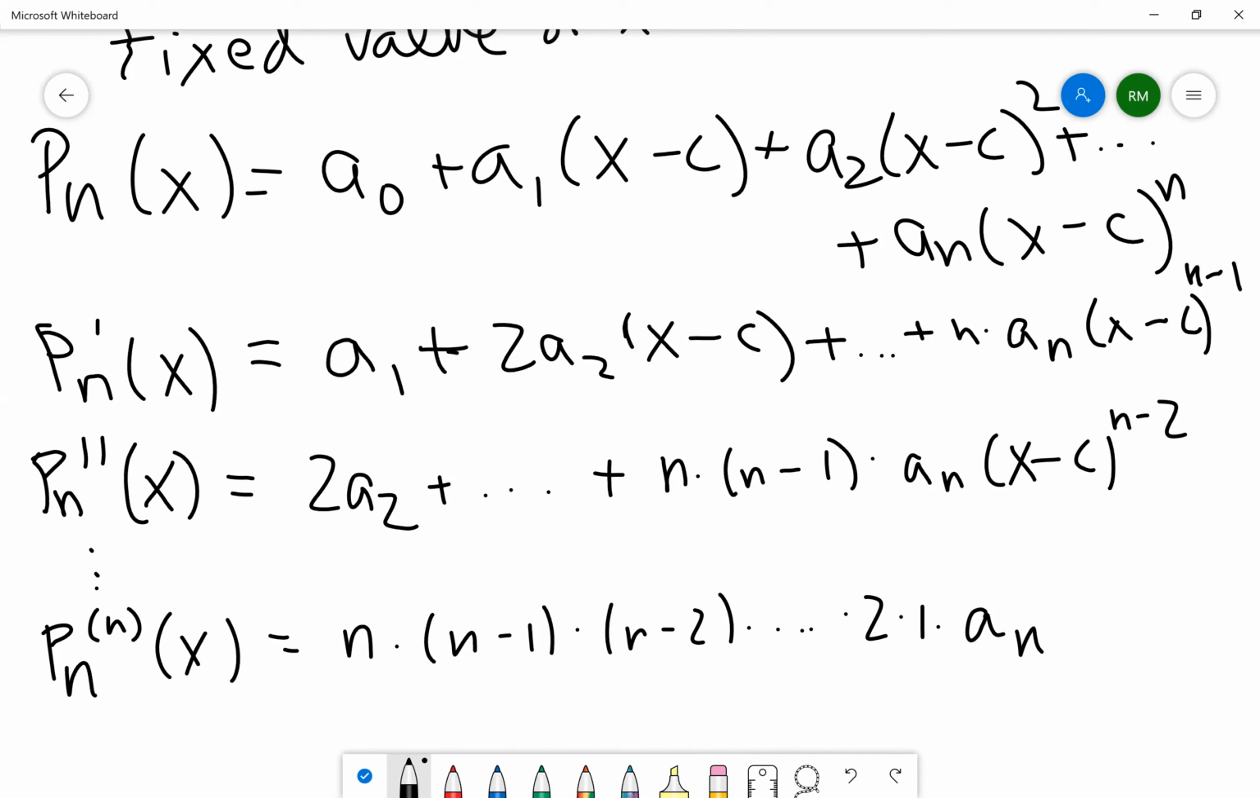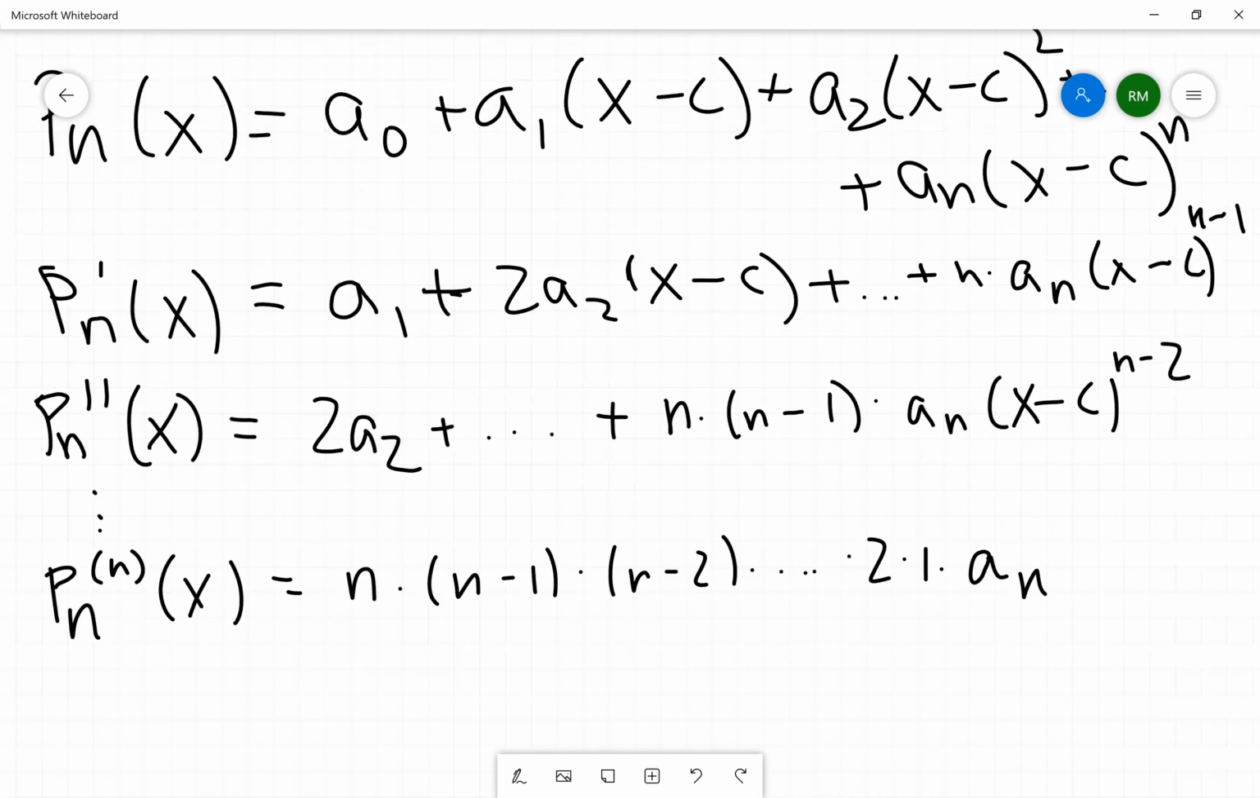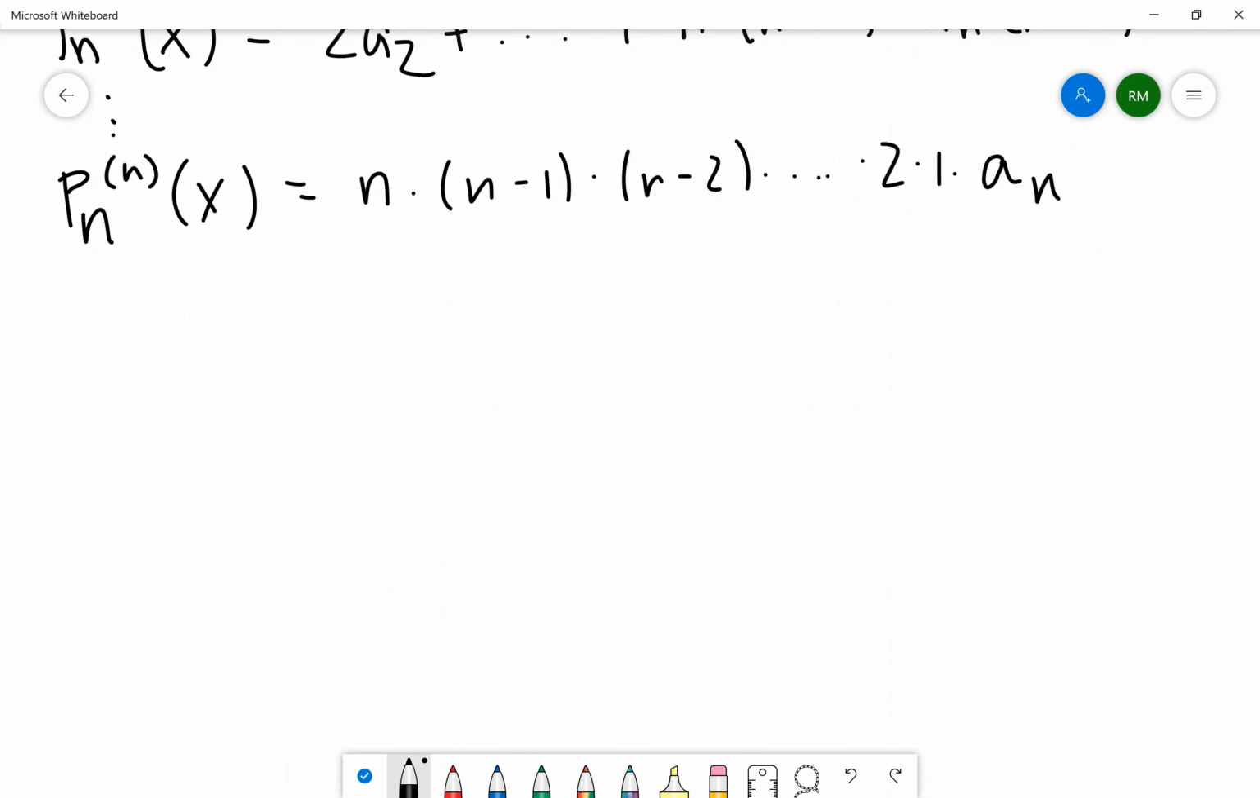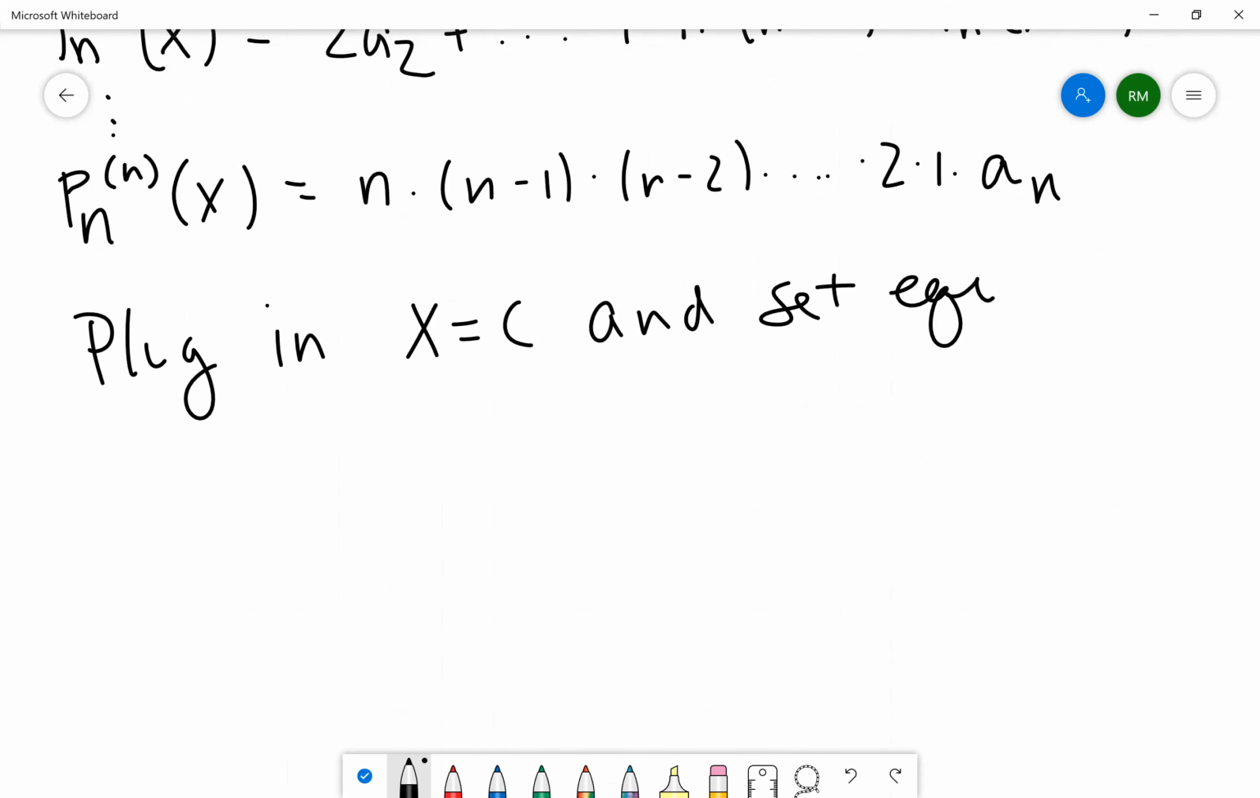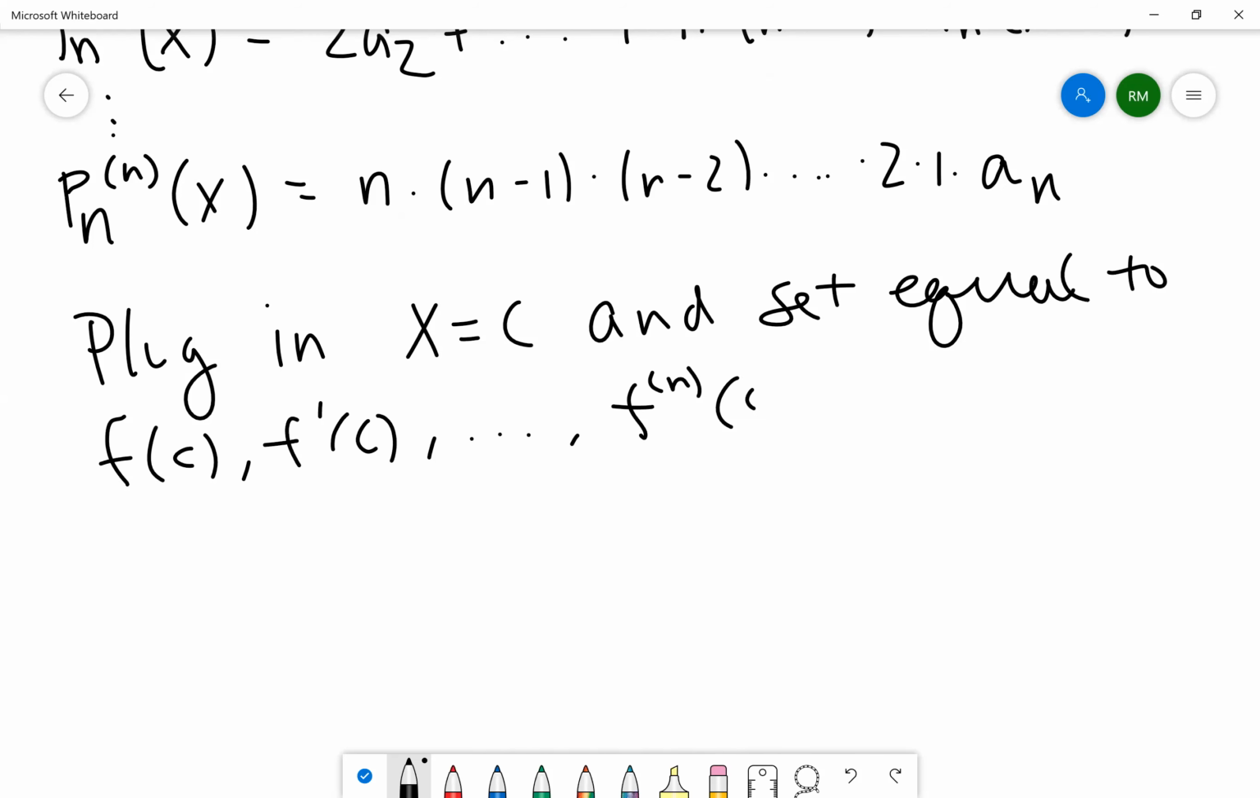Well, what we do is we plug in c for x and set this equal to the derivatives of f at c. So we plug in x equals c and set equal to f of c, f prime of c, the nth derivative of f at c.